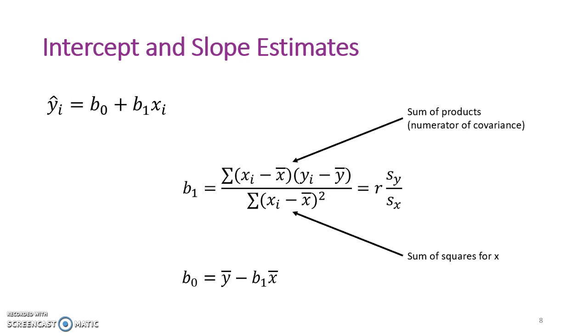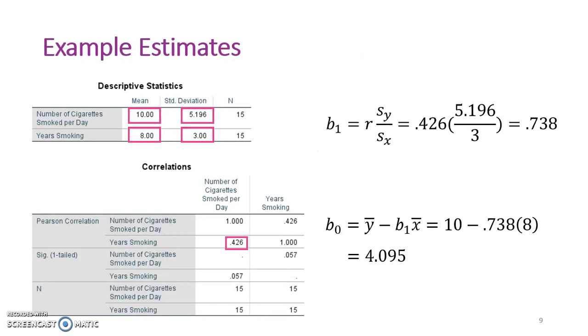So now that we've looked at these formulas, let's take a look at the example output and see how we could actually calculate these estimates. This is some of the output that comes with the regression procedure in SPSS. It actually prints out the descriptive statistics and the correlation between the variables for you. So I've highlighted with pink boxes the values that we need to plug in to calculate our estimates.